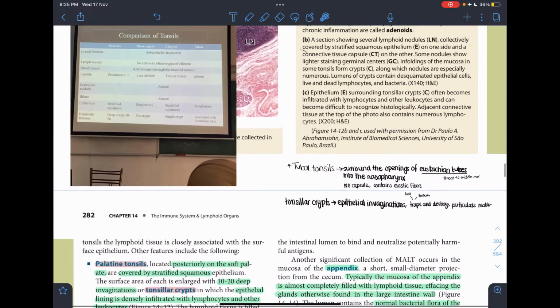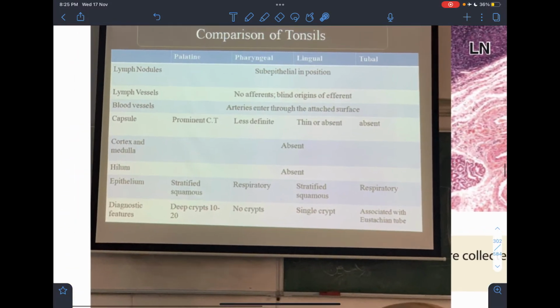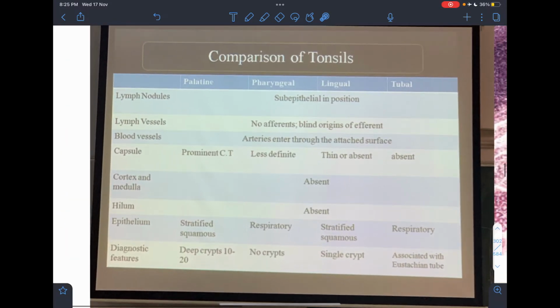So this is the picture I took today from the lecture. We're going to talk about it now, and it's a comparison of the tonsils that we just mentioned. I can't use the pointer. I can, okay. So I thought I couldn't.